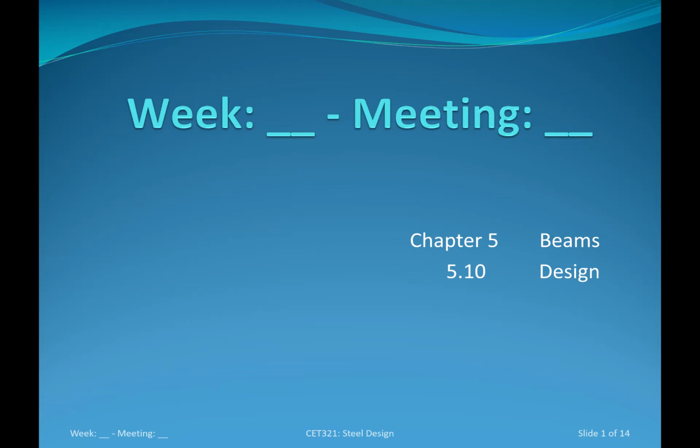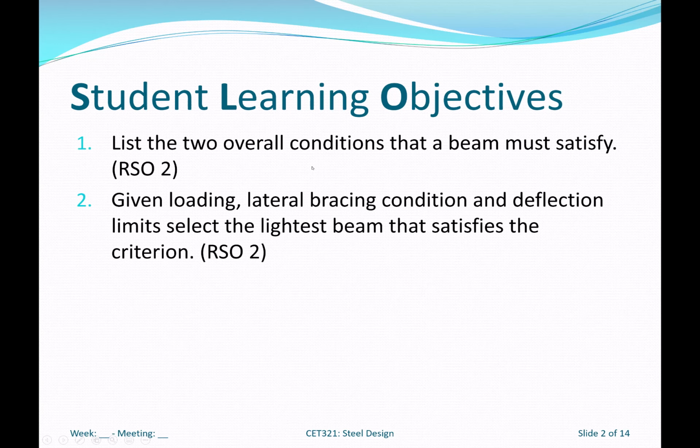All right, this is walkthrough 510, section textbook on design. This is a big chapter section. It's really the summary of everything that we've done in this chapter up until now. So you're going to use moment capacity, shear capacity, deflection, all those conditions to design a beam, which means select the beam.